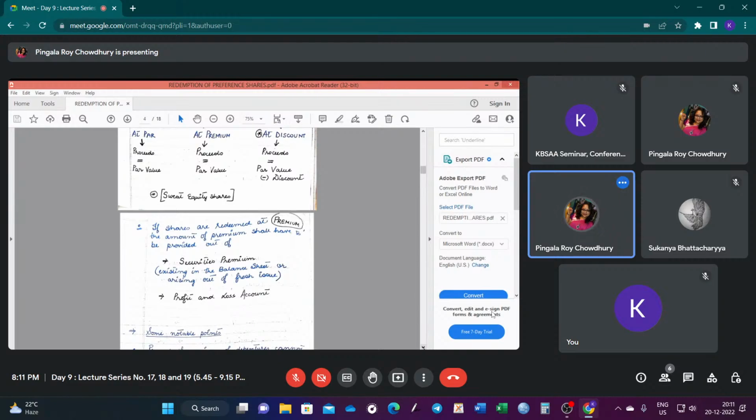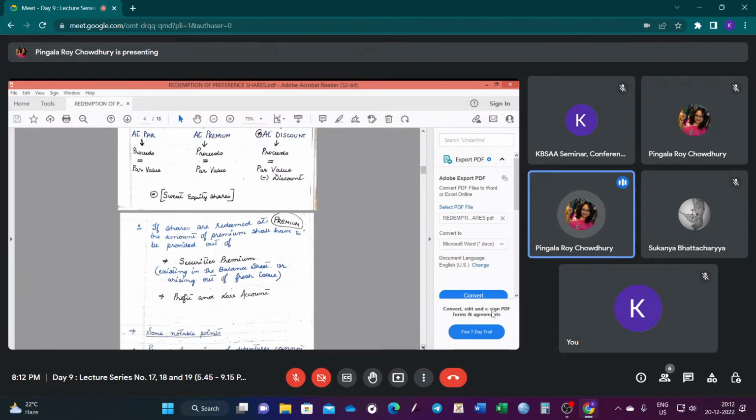Now, if you are doing the redemption at premium, that means if you are redeeming the preference shares at premium, then the amount of premium shall have to be provided out of securities premium first and then from your profit and loss account. Now, securities premium, as you know, can be created out of fresh issue. As you are doing the sum, say for example, the company has mentioned issue of equity shares at premium, then you will get a securities premium. Or else it may so happen that there is no fresh issue, but securities premium is existing in the balance sheet. That also can be utilized for this purpose.